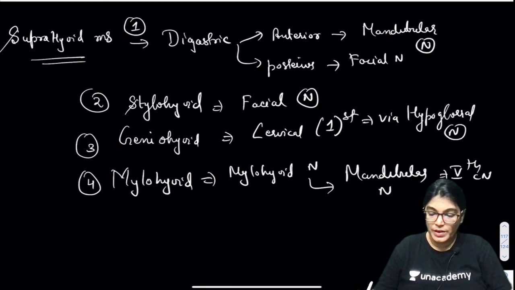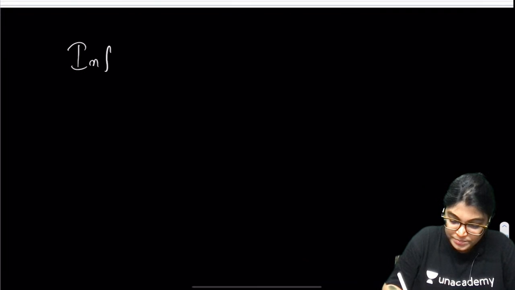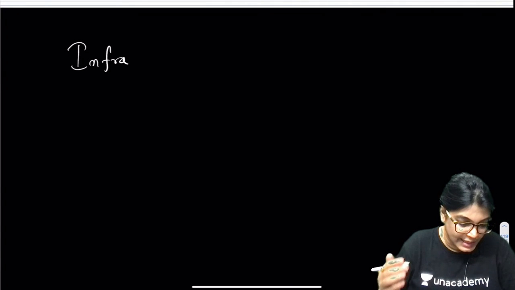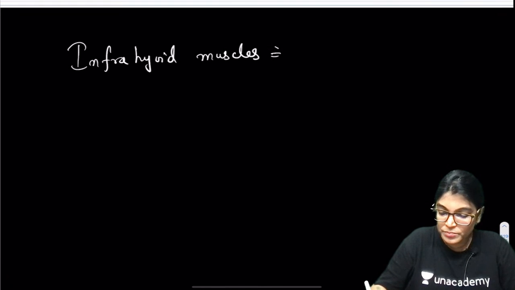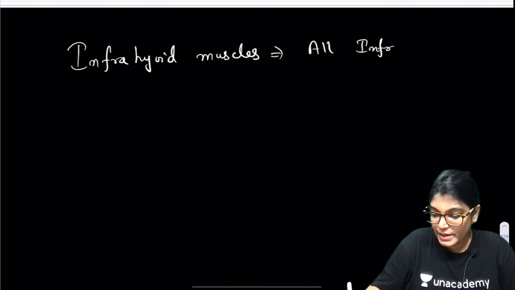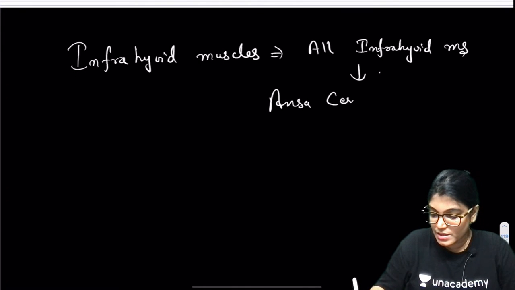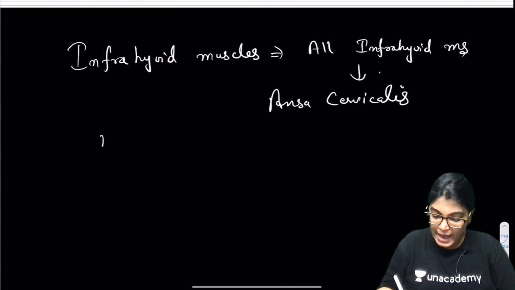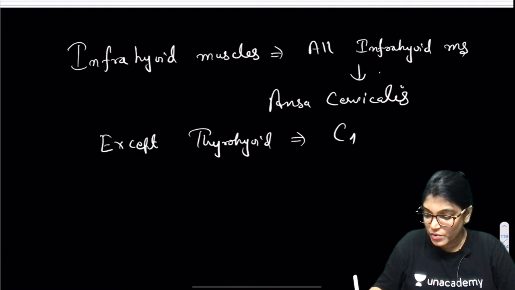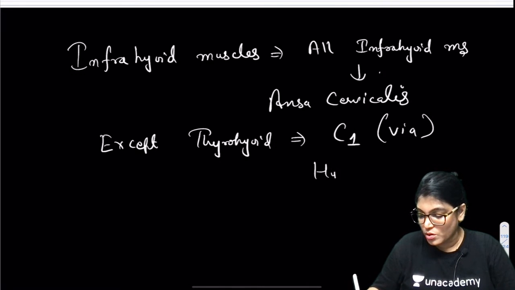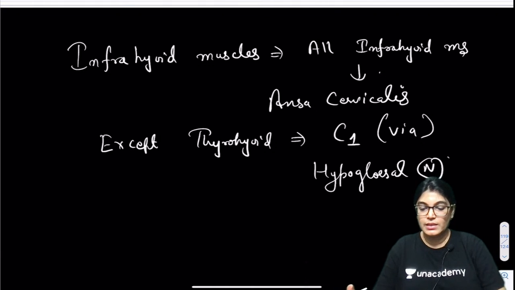Now moving on to the innervation of the infrahyoid muscles. So write down infrahyoid muscle innervation. Yes, Gopika is absolutely right. Akshat Bhatt is absolutely right. All infrahyoid muscles get innervation from the ansa cervicalis, which is a nerve loop lying on the anterior sheath of the carotid sheath, except which muscle? Except thyrohyoid. And thyrohyoid gets innervation from C1, the first cervical nerve, passing via the hypoglossal nerve.